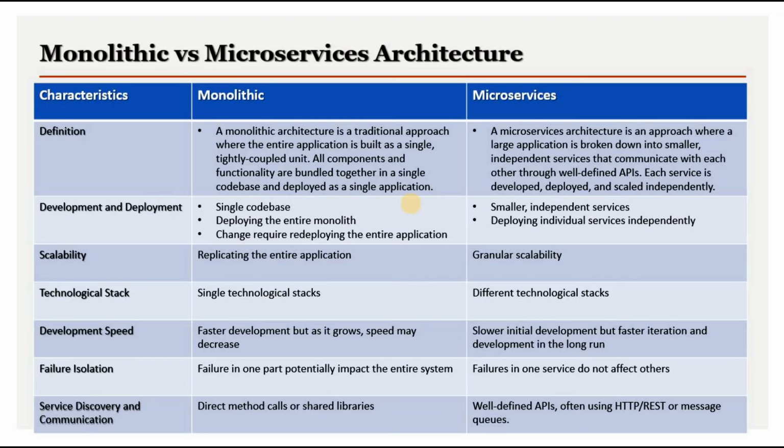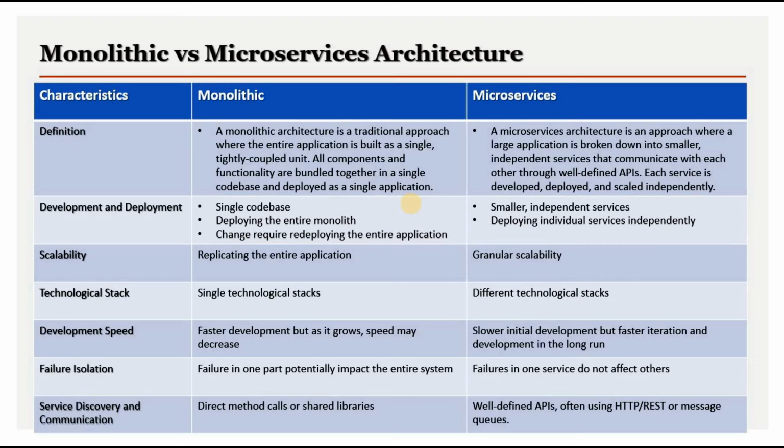Next, we have the technology stack. A single technology stack is used across the entire application for the monolithic architecture, and here the technology upgrades or changes may require modifying the entire application. But in case of the microservice, different services may use different technology stacks based on the specific requirements of each service. And technology upgrades can be implemented gradually on a service by service basis.